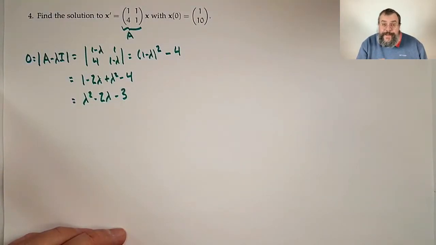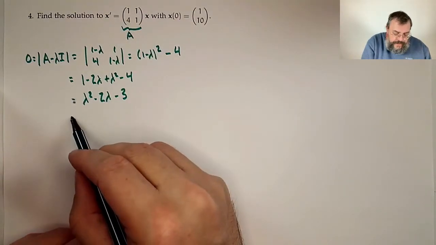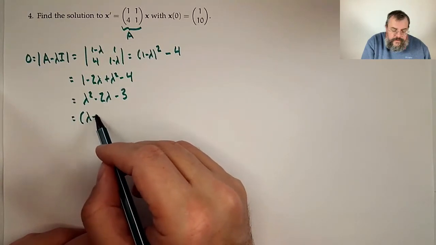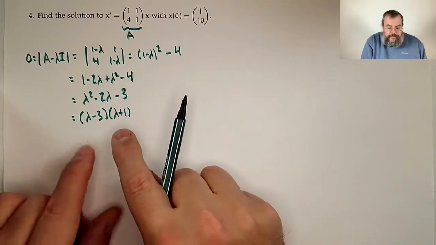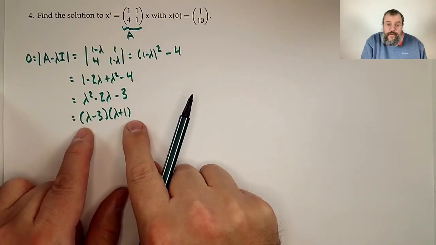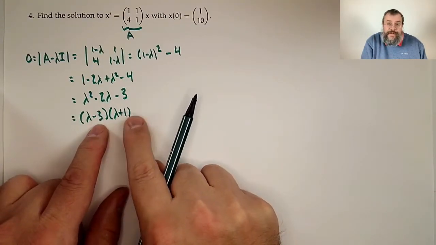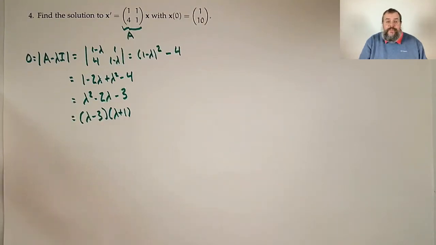Now, does that factor? And if so, how? Well, it does. So lambda minus 3, lambda plus 1. You can always check, right? Lambda squared, that's good. Plus lambda minus 3 lambda is minus 2 lambda. And minus 3 times 1 is minus 3.